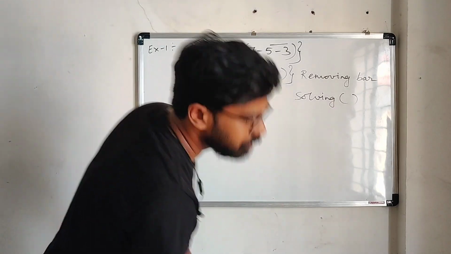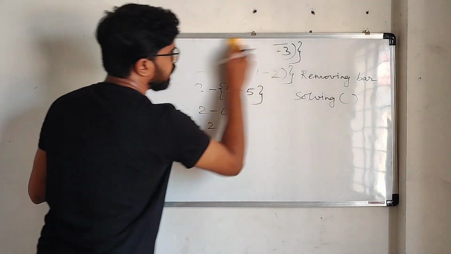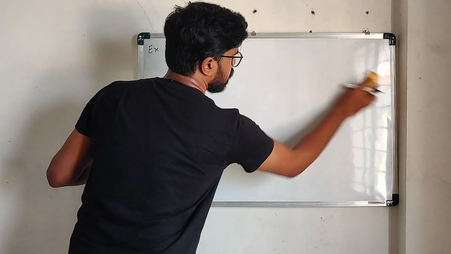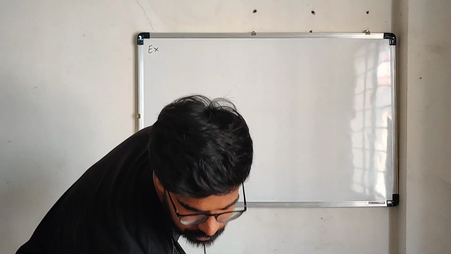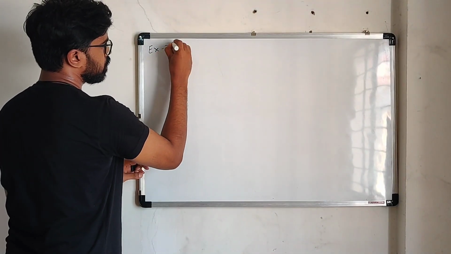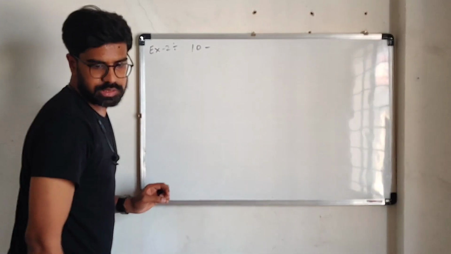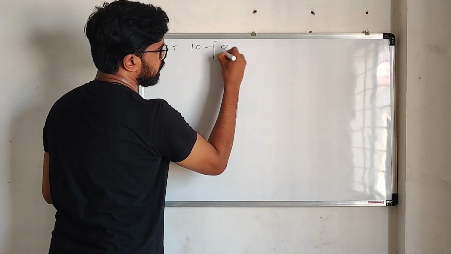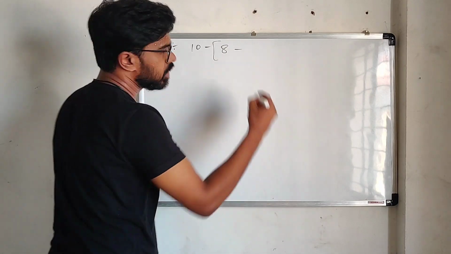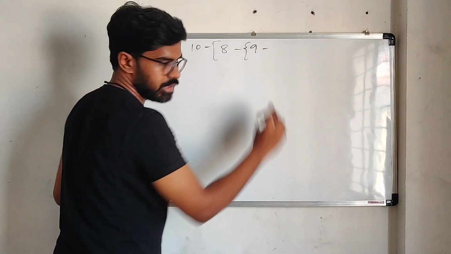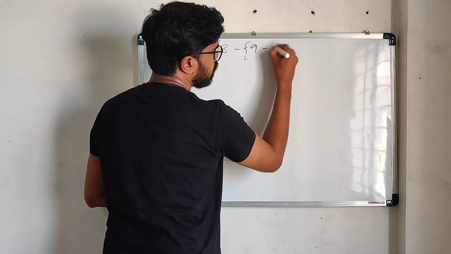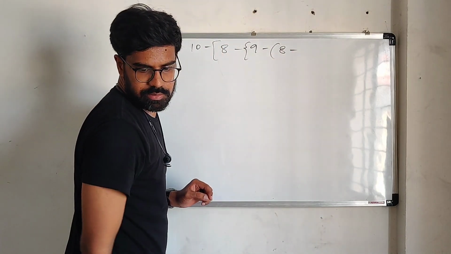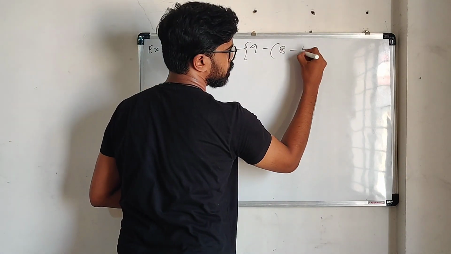Quickly we will look at the next sum. In a similar manner, the next one is going to be 10 minus square bracket 8 minus curly bracket 9 minus round bracket 8 minus 5 minus 3.